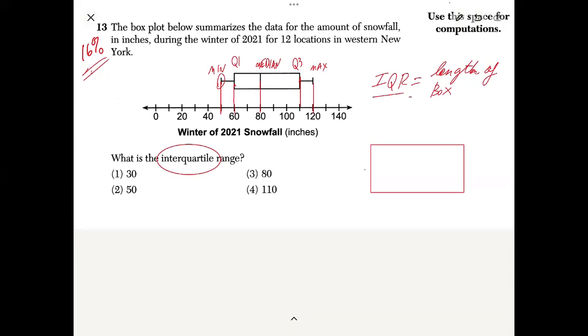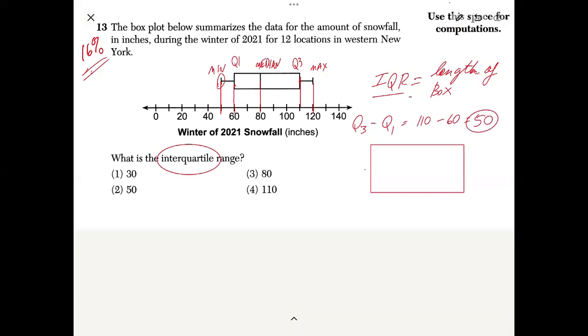Now, in order to find the interquartile range, sometimes called IQR, you subtract Q1 from Q3. So it's going to be Q3 minus Q1. Q3 is 110, Q1 is 60, so the interquartile range is 50.